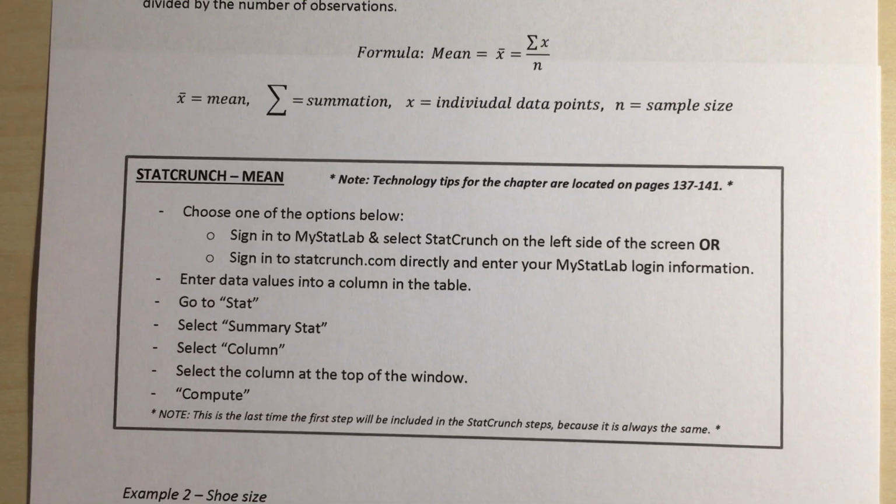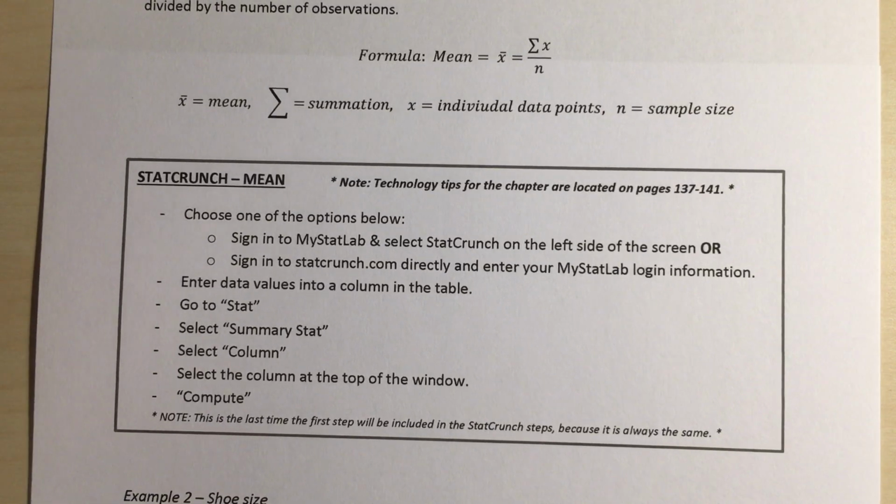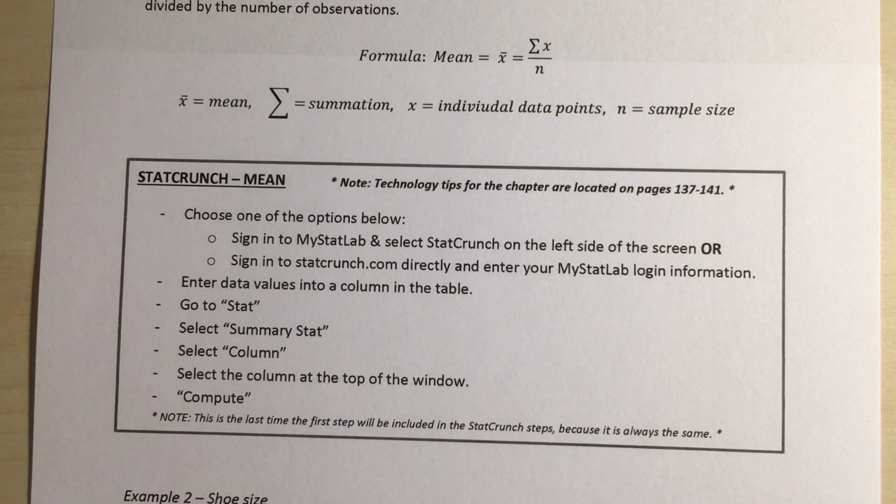Right? So underneath here are the instructions to find our mean using StatCrunch. Again, I will provide separate resources that will give you an idea of how to do this, but the steps are listed below here. So if we want to do this using StatCrunch, we're going to sign into my StatCrunch, however we choose to get there. Just like we did in Chapter 2, we're going to enter all of our data values into a single column in the table. So we're also going to have a way to copy data values in our homework sets, which I will also talk about as well.